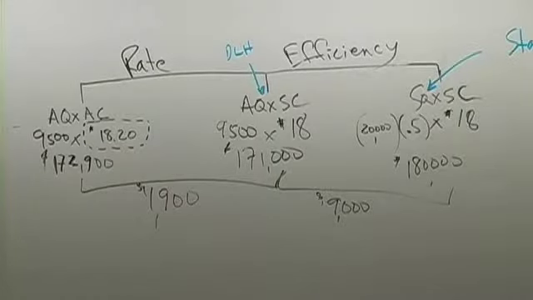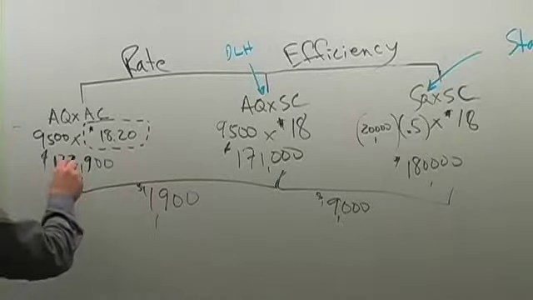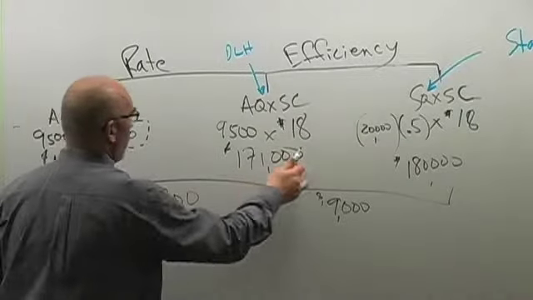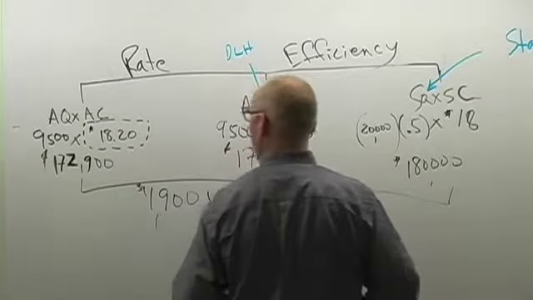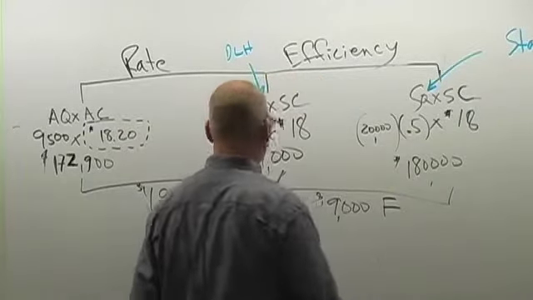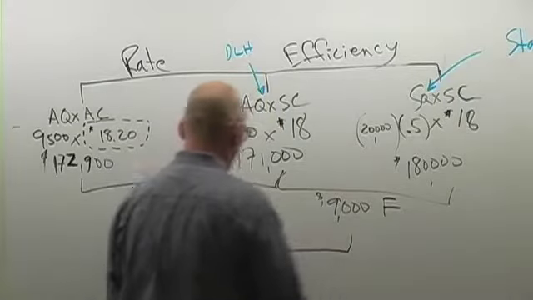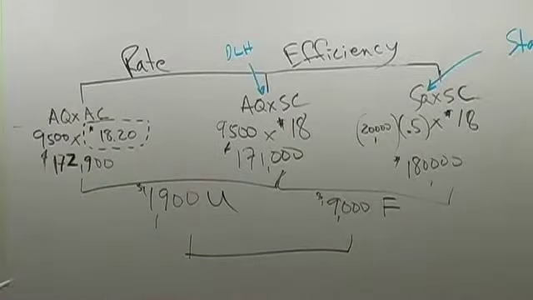The left side is actually larger than the right side. It's 172,900 compared to 171. So the left side's bigger. Are you going to change your answer? Unfavorable it is. Okay. Brett, the efficiency variance. Favorable. Grand total variance. What is it? Nicole?